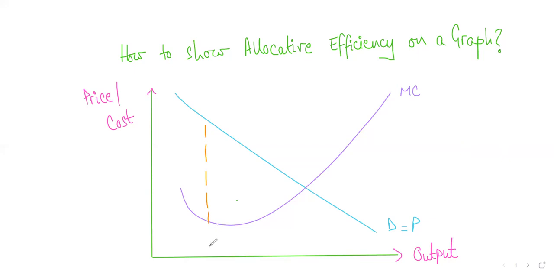So if you're producing the first unit of the good, how much price are consumers willing to pay for the good? It will be over here, right? Because that is shown by the demand curve. So let's say consumers are willing to pay $10 for this table.